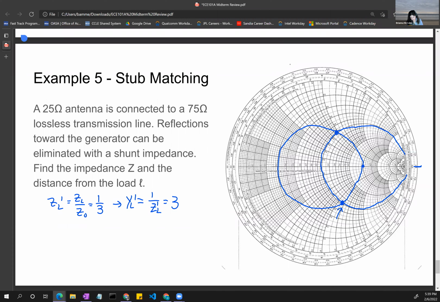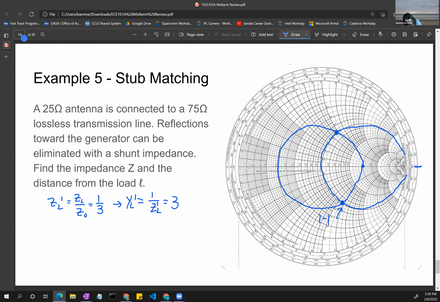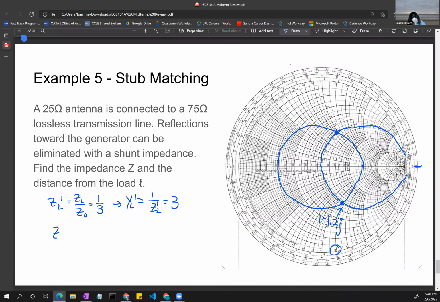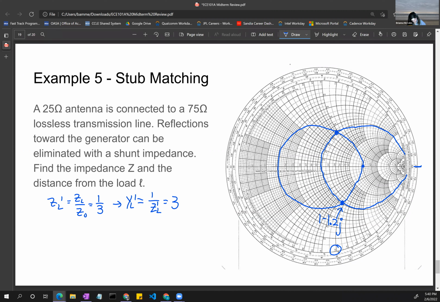So then we can see that this point here is going to be 1 minus 1.2j, because we're pretty close to the 1.2j line on the chart, which is here, and then we're on the one circle. So if we have an input impedance where we're looking in and we're seeing 1 minus 1.2j impedances.